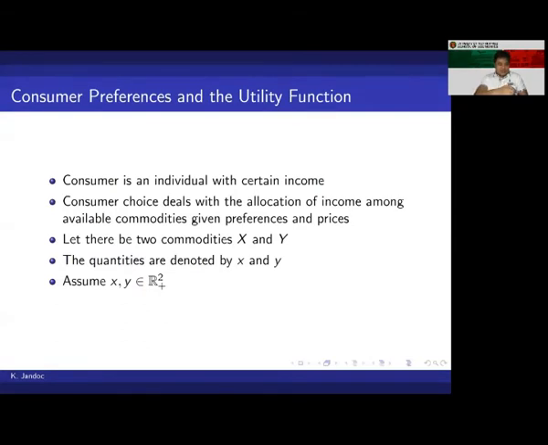The consumption of good X is denoted by this small letter x, and the consumption of good Y is denoted by small letter y. So small x and small y are the quantities consumed by this individual or consumer. Further, we assume that x and y only admit non-negative values. So he can either consume zero, which means he consumes nothing, or he consumes a positive amount of x or y. This rules out negative consumption, whatever that means.